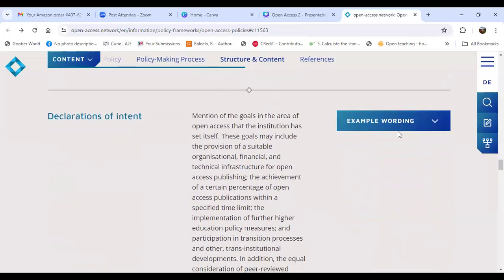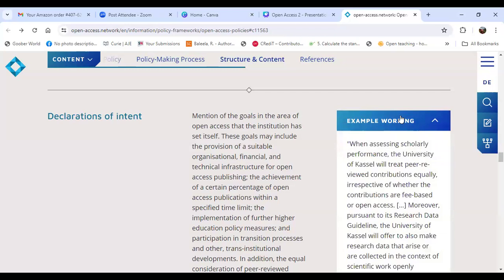And the bulk of the work is here at the declarations of intent. You mention the goals in the area of open access. The goals may include the provision of a suitable organizational, financial, and technical infrastructure for open access publishing. It may include achievement of a certain percentage of open access publications. A goal, say, by the year 2060, we want to have published this amount of open access documents or whatever.